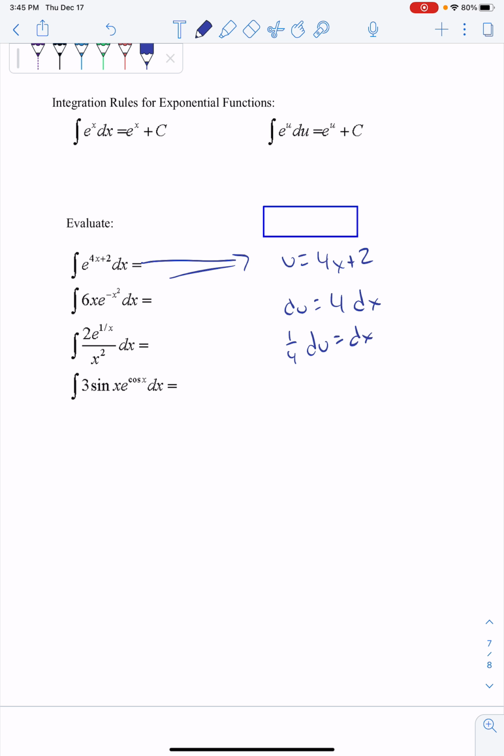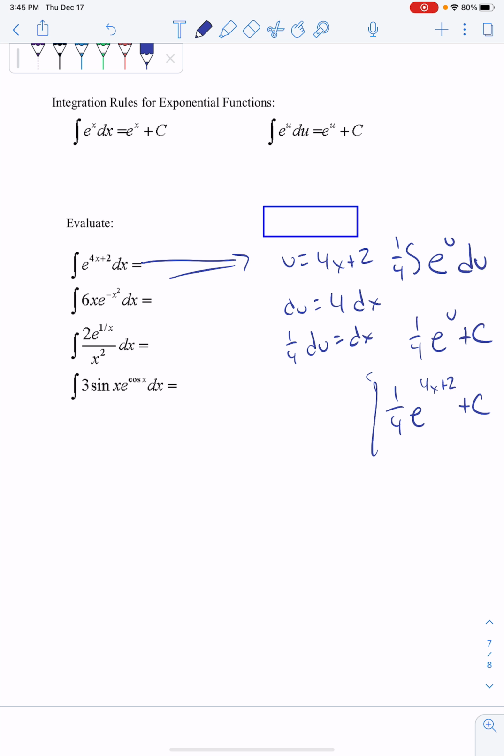So when I plug everything in, when I replace it, I'm going to end up with 1/4 the integral of e to the u du. And the integral of e to the u is just e to the u. So I end up with 1/4 e to the u plus c. And then I have to plug back in my u value. So 1/4 e raised to the 4x plus 2 plus c would be my final answer. Okay.